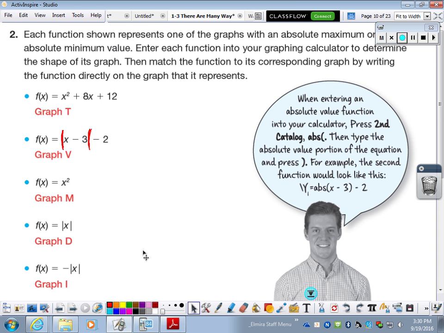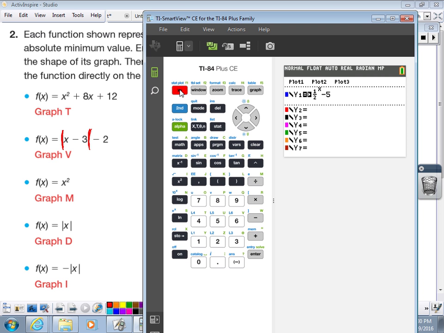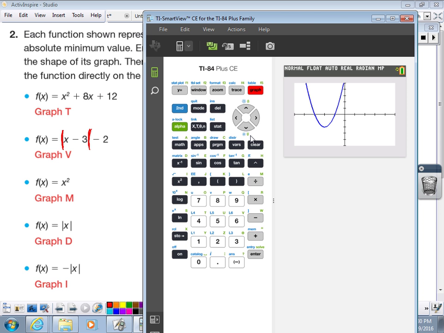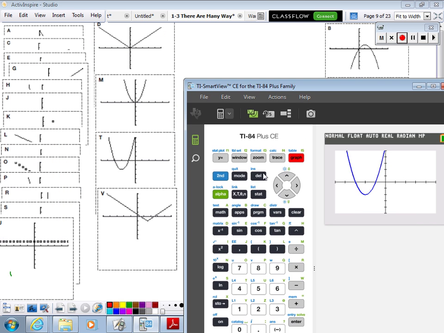So the next thing we did was go through on our calculator and type all these things in. I'll do a couple just to show you. So y equals x squared. Keep in mind, squared is an exponent we use so much it gets its own key, plus 8x plus 12, and then hit graph. Okay, and that matched up with graph T.